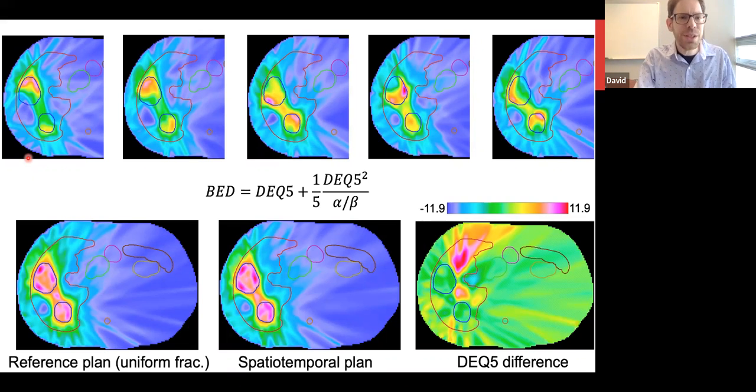So here's an example of a patient where we optimized a 5-fraction treatment. This is a liver tumor. This large red contour here is the liver. It has 2 lesions in it. And you can see the 5 dose distributions that were optimized using that QCQP that I mentioned.